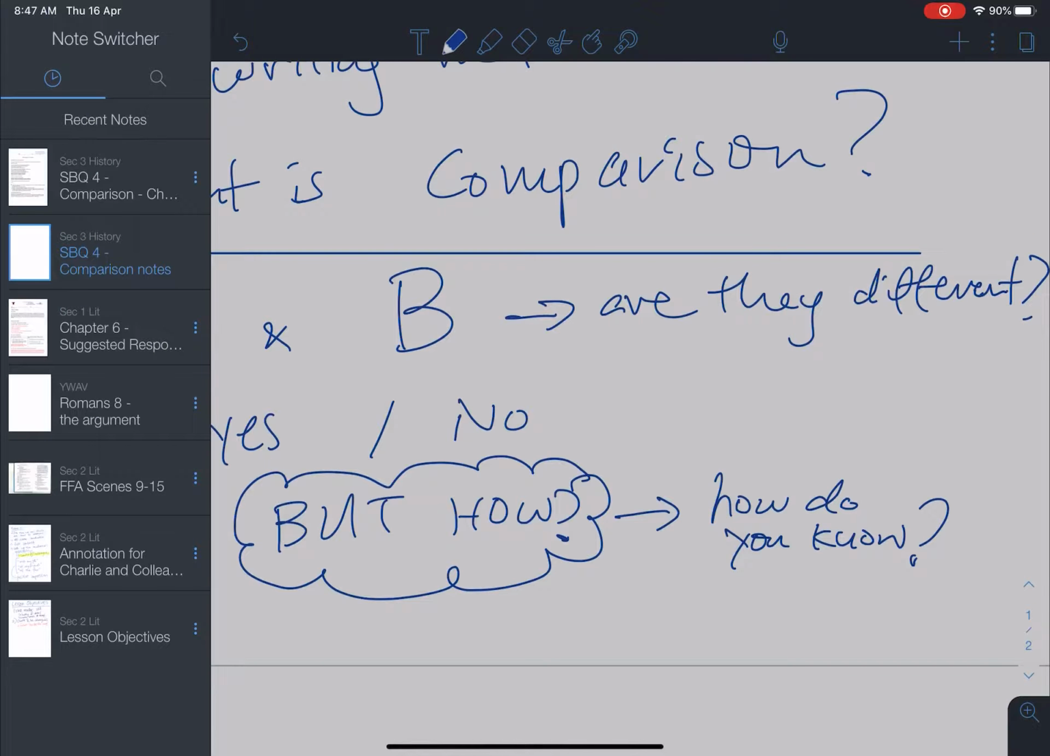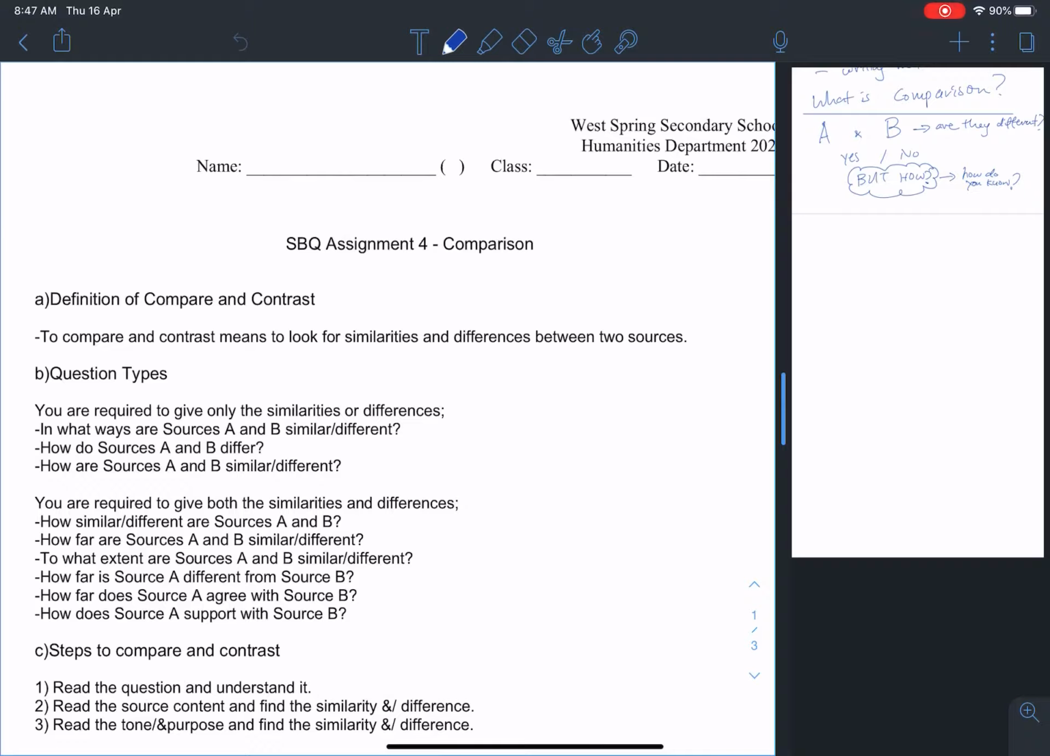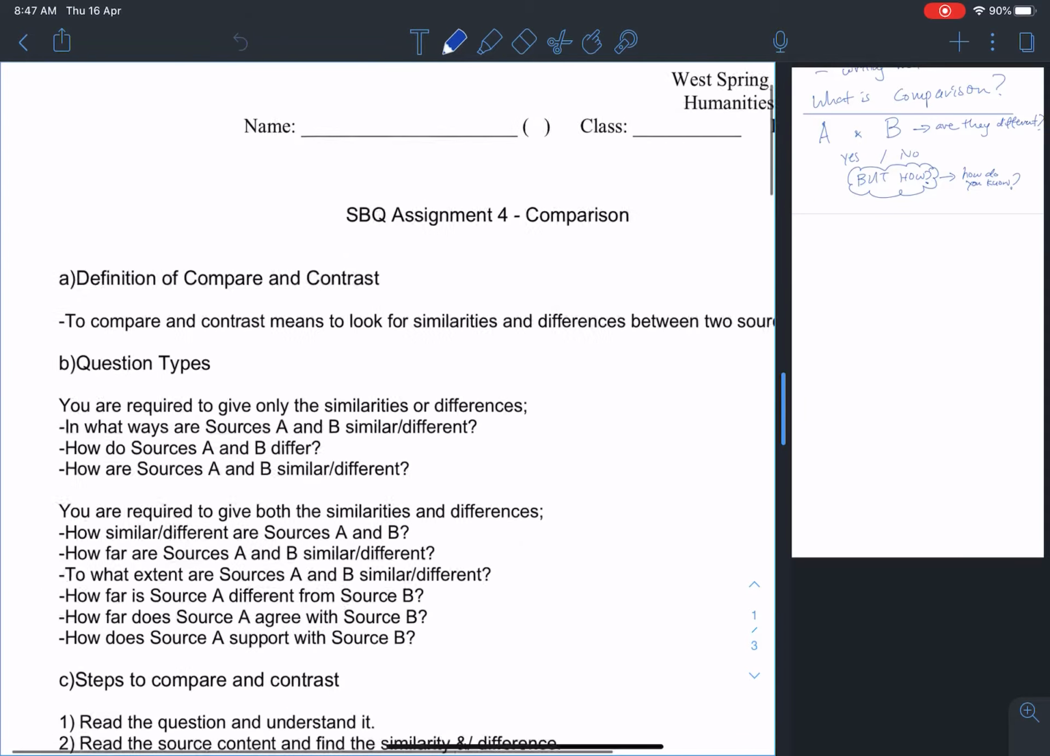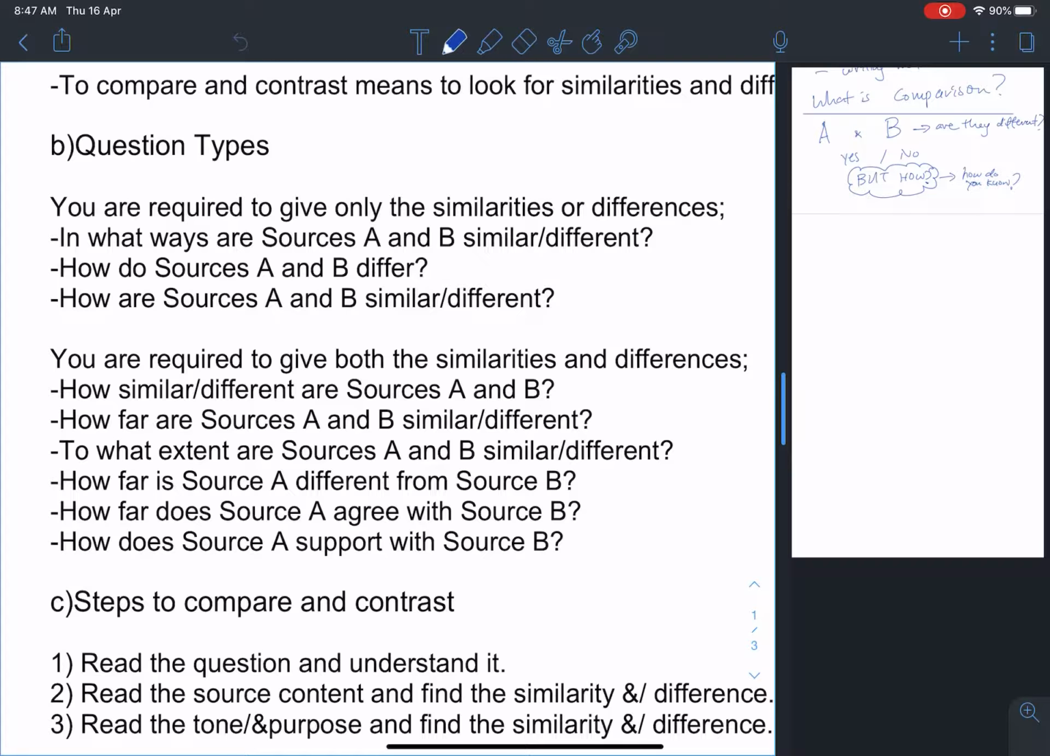Okay, let's have a look at the handout. If we look at SBQ4, it explains what is comparison. There are a lot of different question types. I'm looking at question part B now. In lower sec sometimes you give two similarities, two differences, but generally in upper sec we always give one similarity, one difference, regardless of how the question is phrased. It says how far are they different, to what extent are they different, do they agree, does source A support source B? Pause for a moment if you need to, and look at all the phrasing of this question. Actually, they are all very similar. They are simply asking you, is A the same as B, or is A different from B?